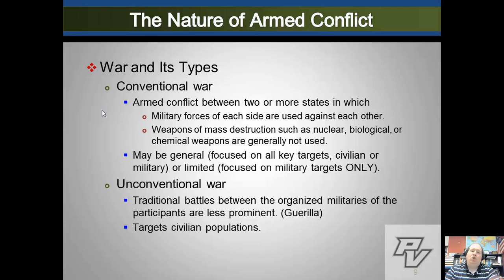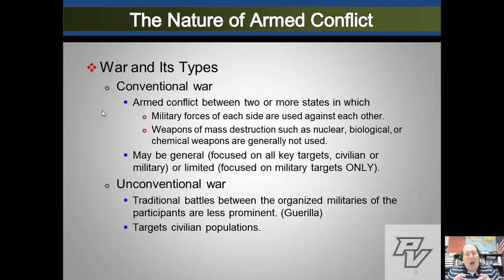Now, there's two types of general warfare, or I should say conventional warfare. There's general war and limited war. This is more of a classification based on the target. In general warfare, everything's fair game. Civilian, military, it doesn't matter. Whereas in a limited war, which is what most of the wars we've seen in modern history have been, it's focused solely on military targets. The trend, unfortunately, over time, has been moving away from limited warfare, moving closer to general warfare. And this is a troubling trend, especially as we move into the 21st century.